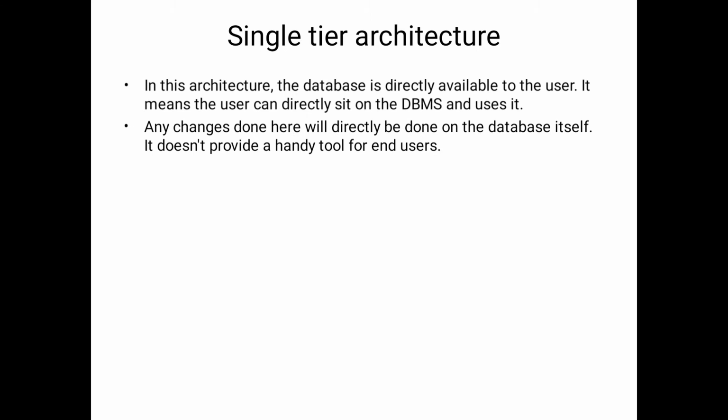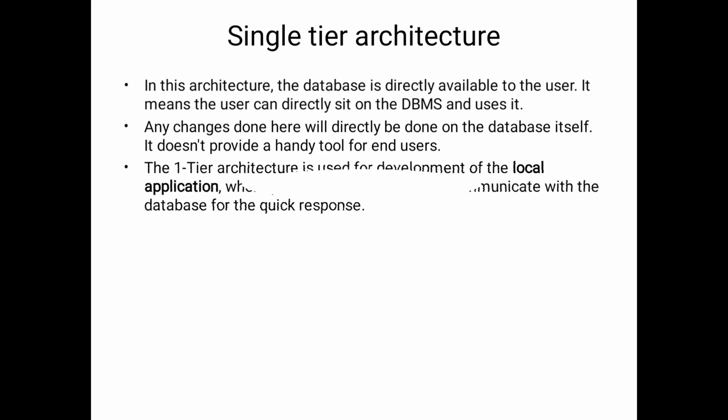Any changes done here will directly be done on the database itself. For understanding, I will take our own laptop as an example. Suppose we maintain our own database. Any change we make is done directly on the database itself. It does not provide any other tools. One tier architecture is used for the development of local applications only. Suppose we implement one application in our system, then only we can use it; others cannot communicate with those applications. So this is used to develop local applications only.